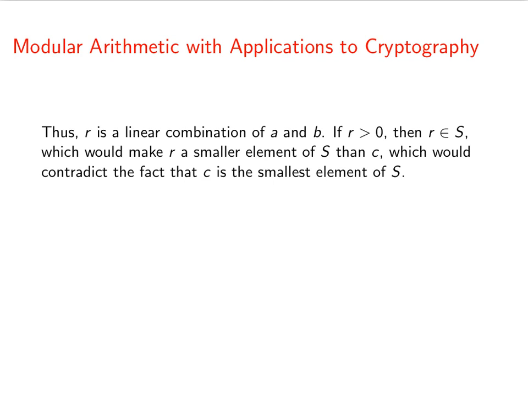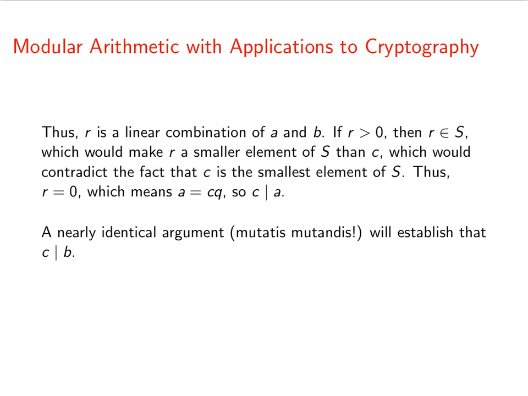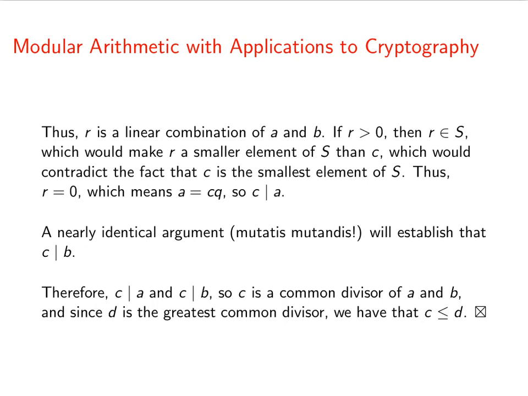Now, if r were bigger than 0, then we'd have that r is in the set S that we created. And that would make r a smaller element of S than c, and that would contradict the fact that c is in fact the smallest element of S. So that means that r has to be equal to 0. So a is equal to cq. That tells us that c divides a. An almost identical argument, mutatis mutandis, will establish that c divides b. And so therefore, c divides a and c divides b, and so c is a common divisor of a and b. And we know that d is the greatest common divisor, so c is less than or equal to d. Okay, that's all for now.